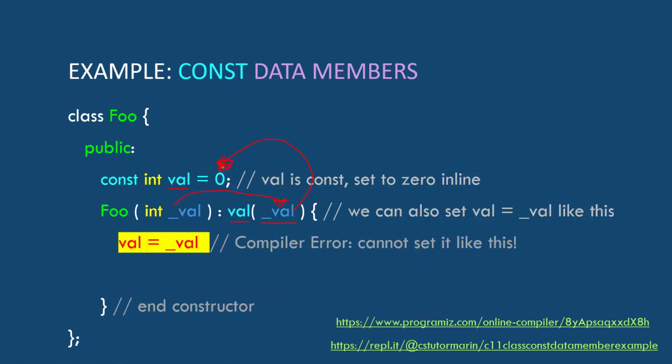But we cannot do this, right? We can do that one right there, but this one right here would cause a compiler error, which confuses a lot of folks. It's like, wait, I thought you said we could change it in the constructor. Well, yes, only via the constructor initializer list, not via the body of the constructor. Just like, okay, I'll try to remember that, right?